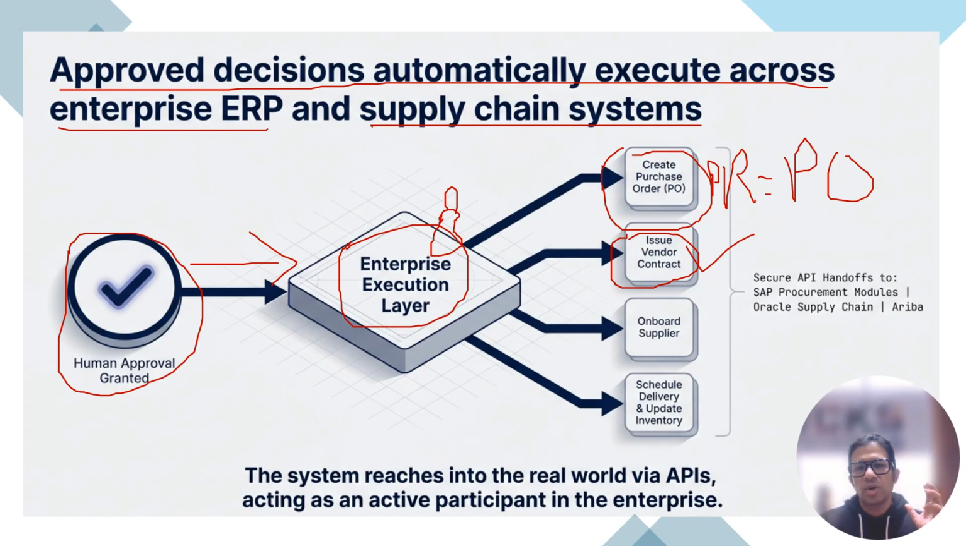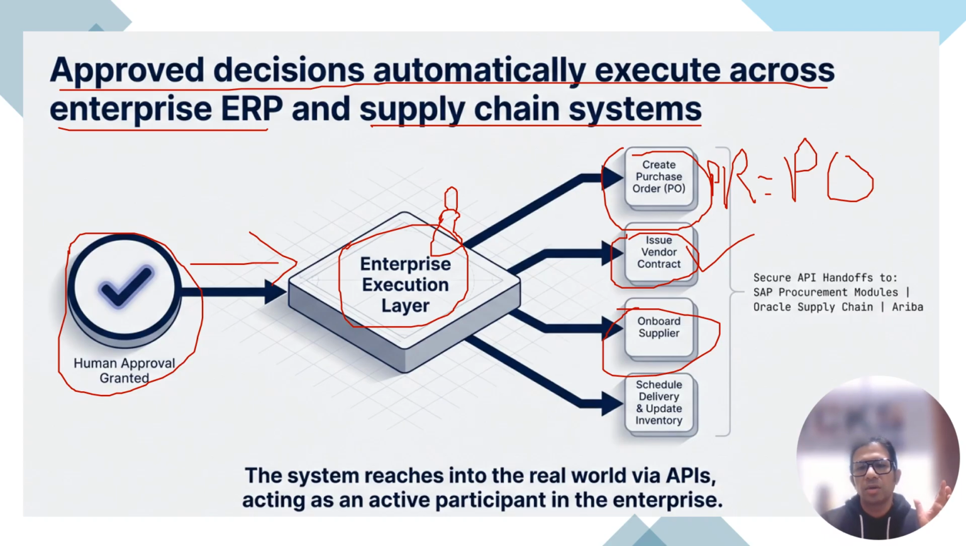Now comes this one, onboard supplier. This is the third action. This is critical for MNC scale because onboarding requires KYC, tax details, bank verification, certificates like ISO, and the system can trigger and track that workflow automatically. KYC plus certificates. That's the main thing.